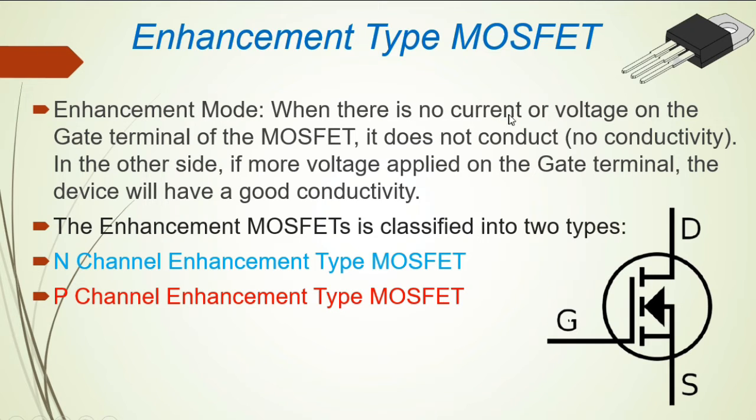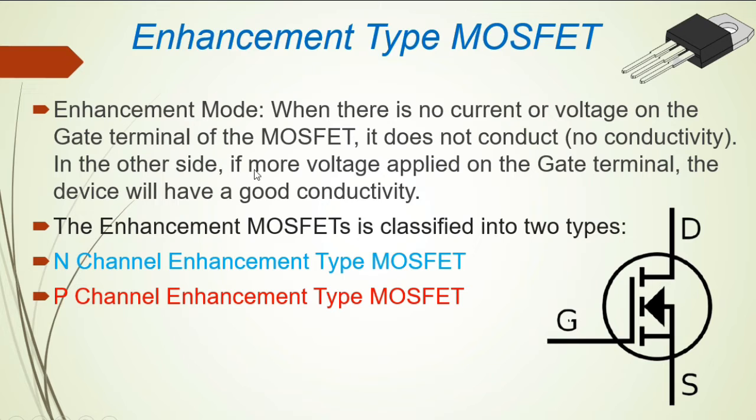When there is no current or voltage on the gate terminal of the MOSFET, this is the gate of this MOSFET, what will happen? It does not conduct, so there is no conductivity on the other side. So if there is no current here, there is no conductivity here.